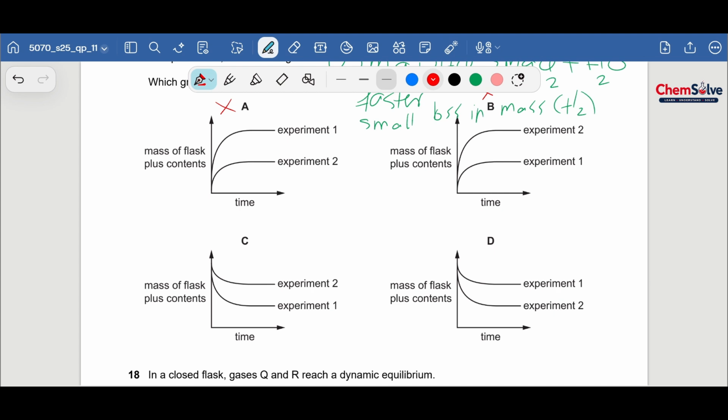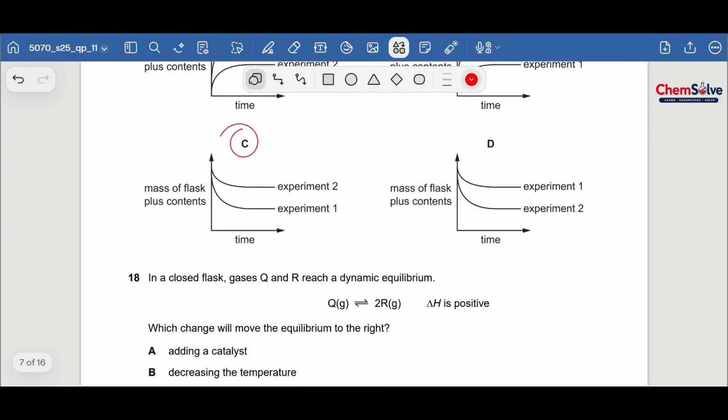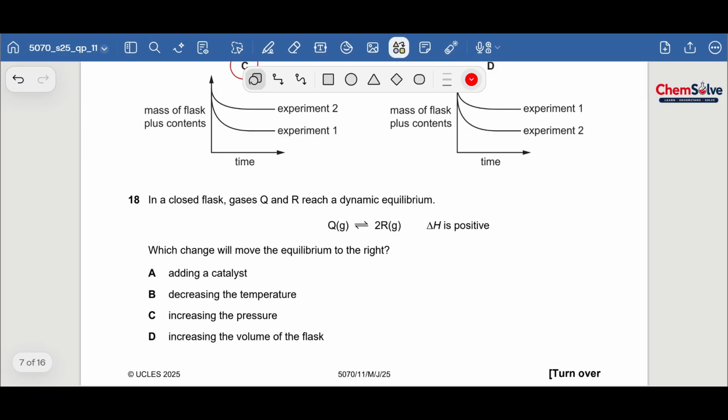Okay, as there is less loss of mass in experiment number 2, there would be more content in the flask. It means less loss in the mass, so the mass of the content plus the flask will be more. And this is shown in option C. So option C should be the correct option here. I hope you understand this.